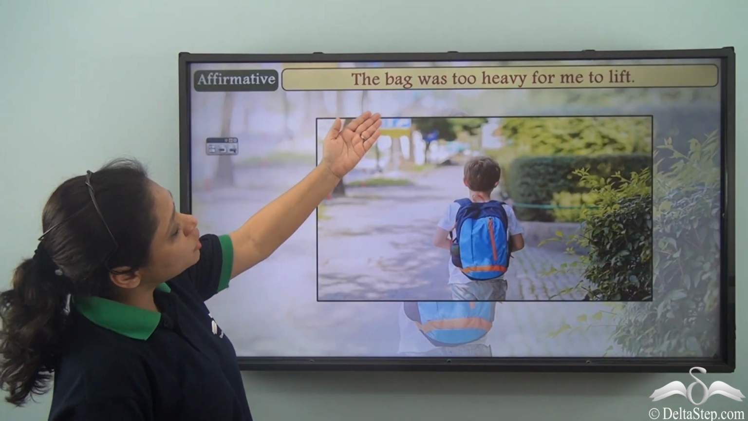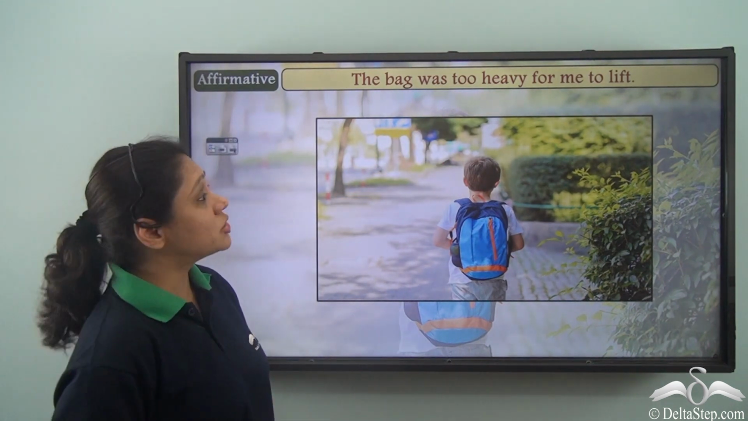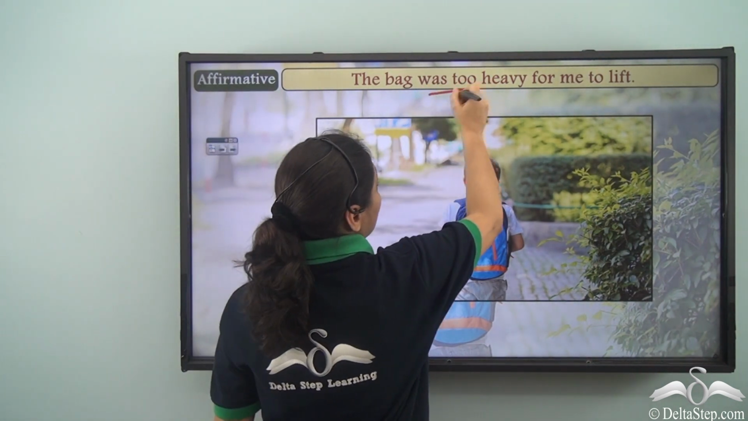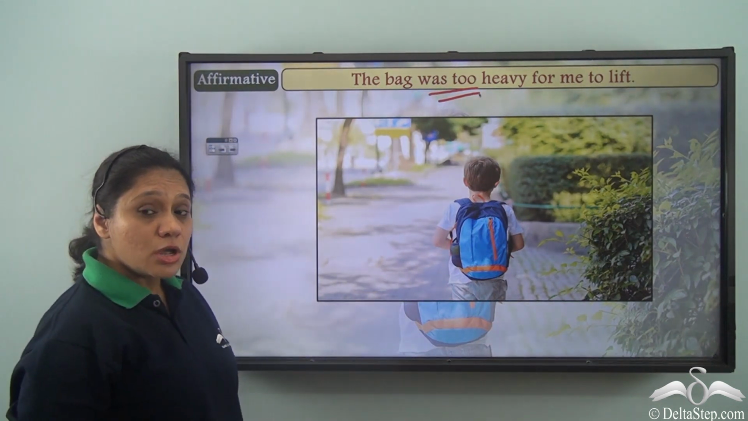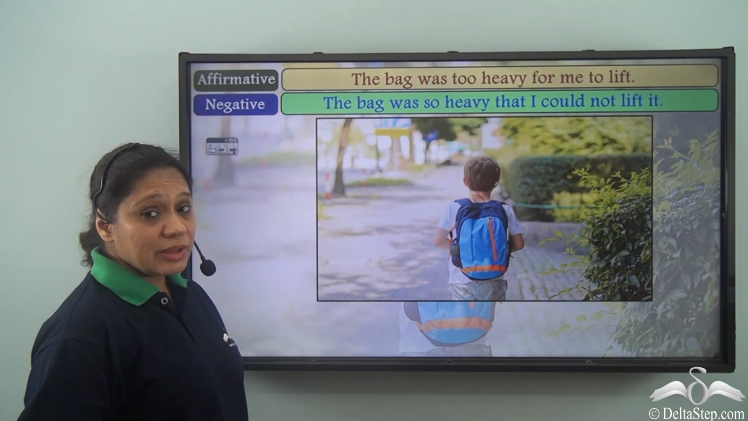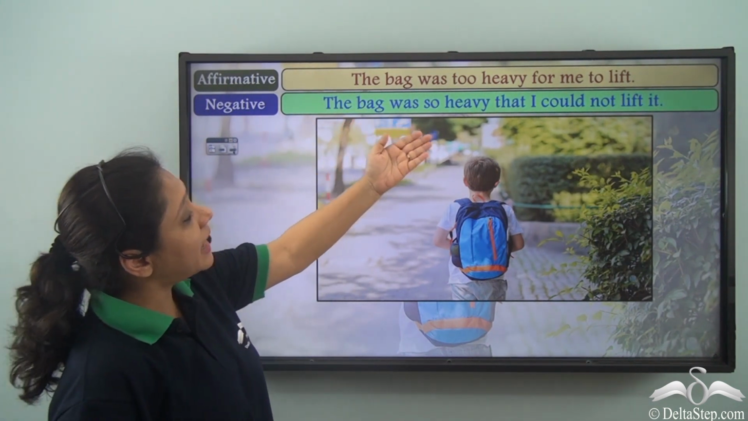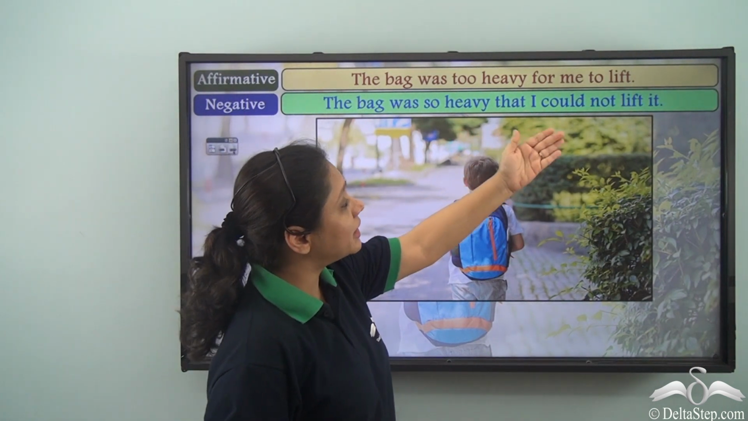The bag was too heavy for me to lift. Here also we can see the construction with the word to. So, how will we write this as a negative sentence? We will write it as the bag was so heavy that I could not lift it.